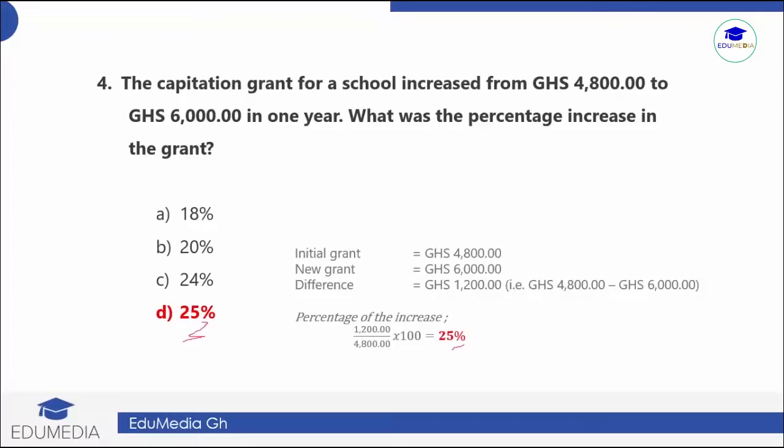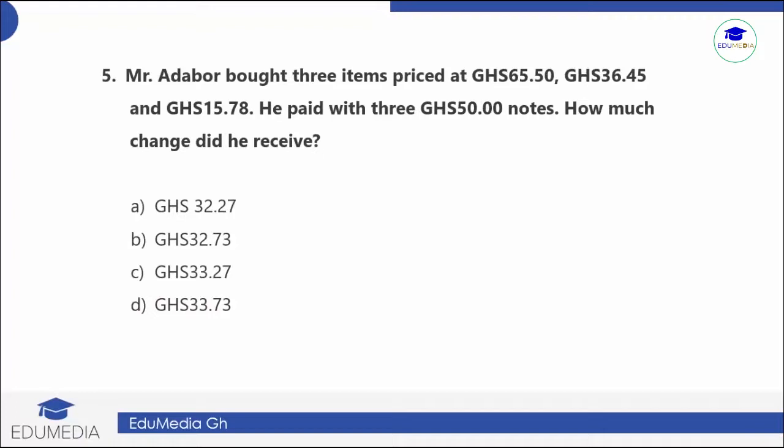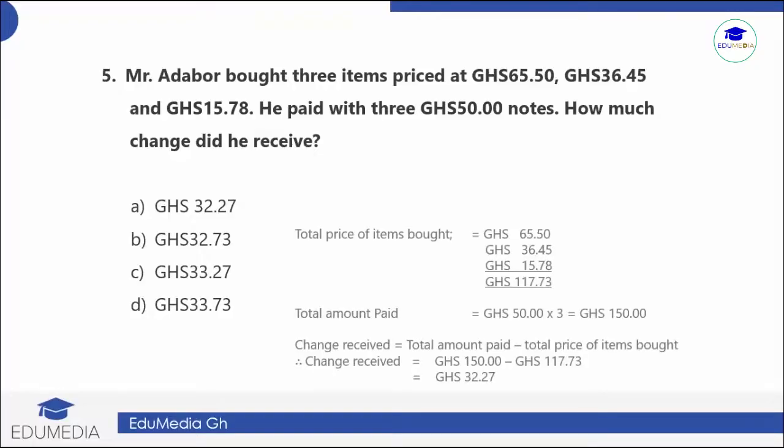All right, the next question says: Mr. Adabo bought 3 items priced at 65 cedis 50 pesos, 36 cedis 45 pesos, and 15 cedis 78 pesos. He paid with a 350 cedis note. How much change did he receive? So we're told the items he bought: one of them is 65 cedis 50 pesos, another is 36 cedis 45 pesos, and the other one is 15 cedis 78 pesos.